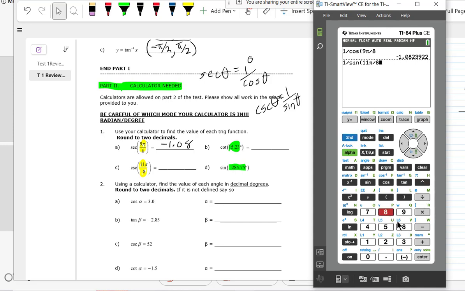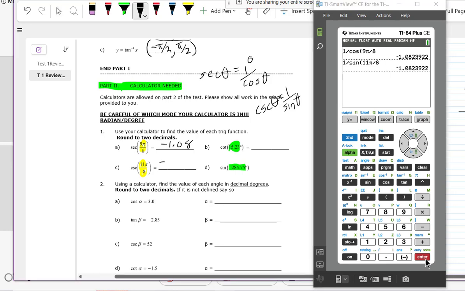Okay, put that in like that. That'll give you the answer. So that just turned out to be the same answer because of what the angles were. They don't always turn out to be the same, though, of course. Okay, so the next one.